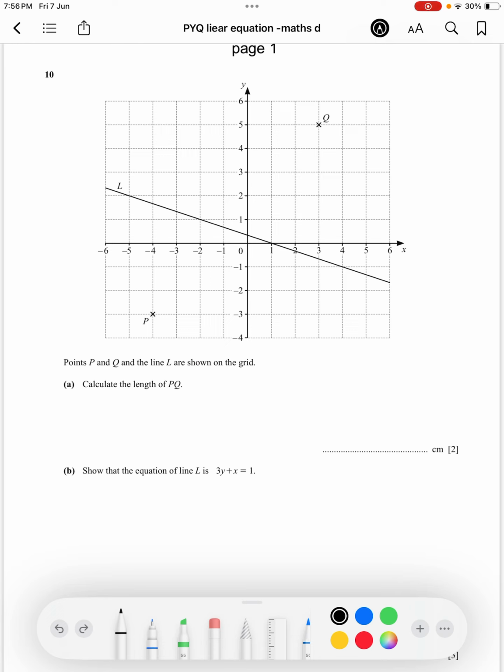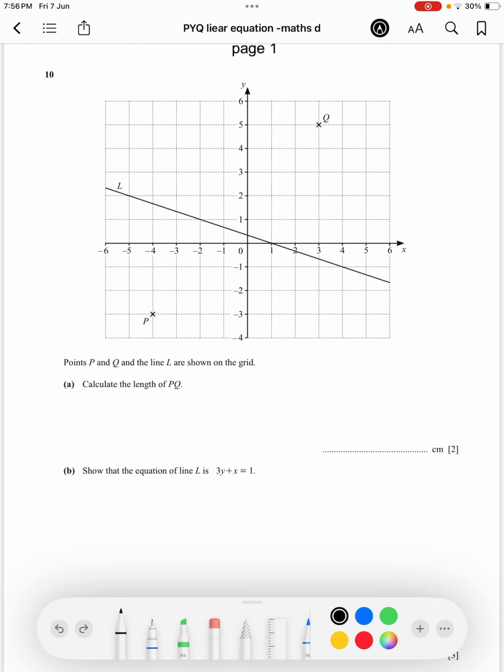Right, let's start with page 1. By now you should have first completed your kernel, so you have enough information and all the EQs are answered, so it will be easy for you to answer these questions. First question is calculate the length of PQ.